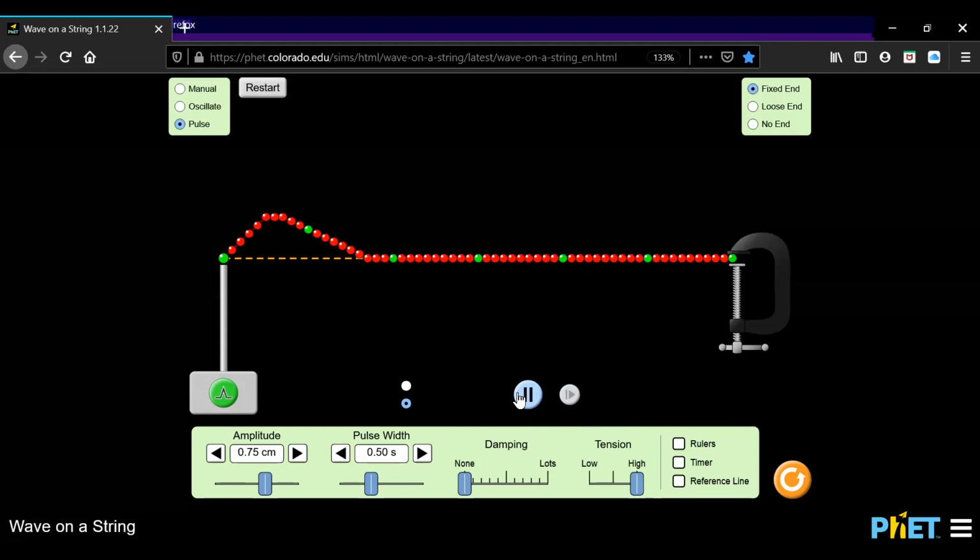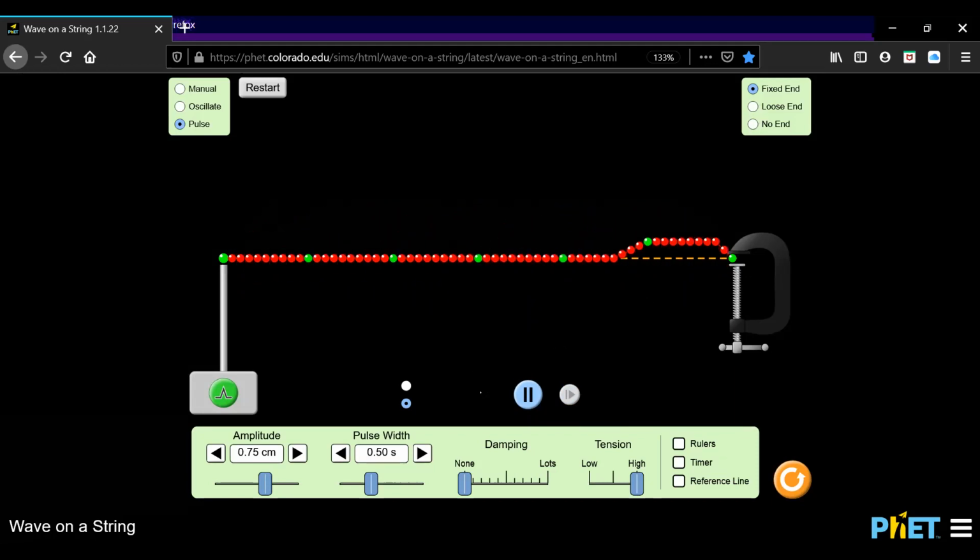So when waves reflect at a boundary, depending on the type of boundary, they may reflect downward, or they might actually reflect upward. Let me pause it again. I'll wait for it to finish. Okay, now let's switch the boundary up here to the loose end.